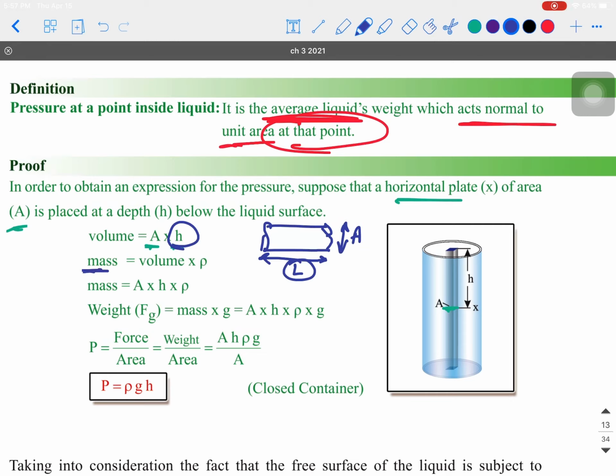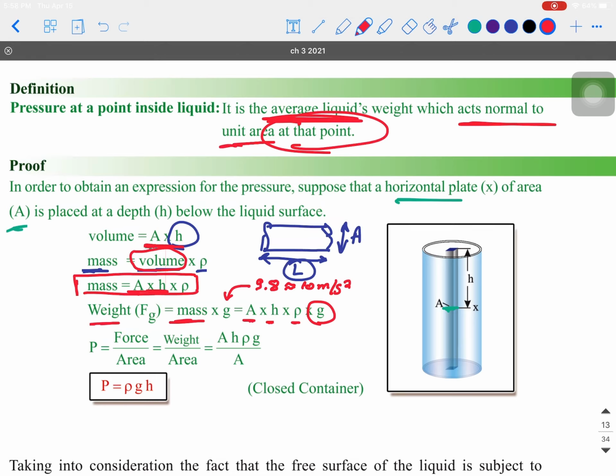Then the mass equals the volume times density. If we substitute the volume with A times H, we get that the mass equals A times H times rho. And the weight, of course, you remember, is the mass times the acceleration due to gravity, which is G, which is 9.8 or approximately 10 meters per second squared. Then the weight will be A H rho times G.